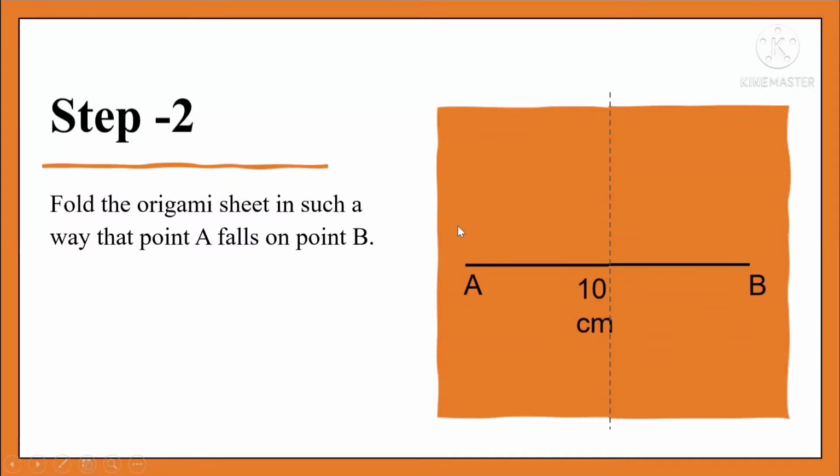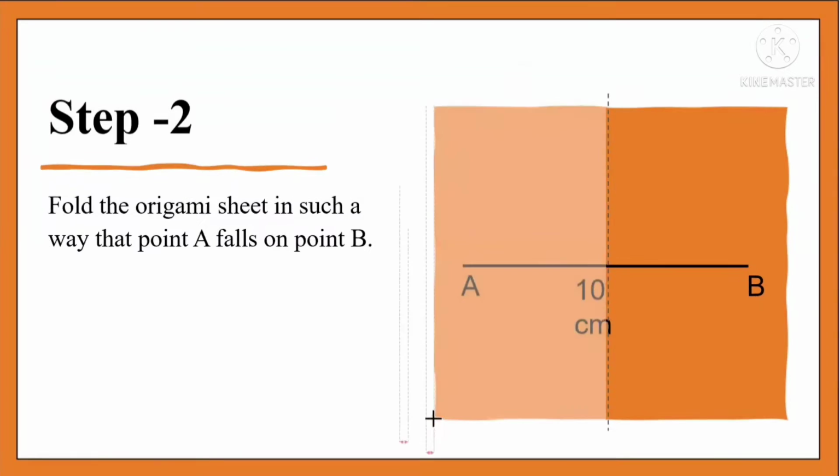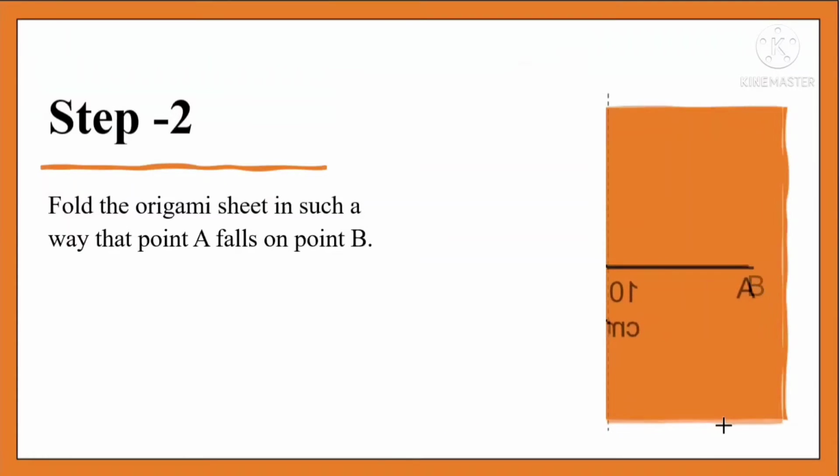So what I'll do is I'll take this sheet of paper and I'll find out approximate middle portion of this sheet and I'll fold it such that point A will come on point B. So let me show you how do I do that. I take this and I fold it over here such that A and B are simply now coinciding with each other.